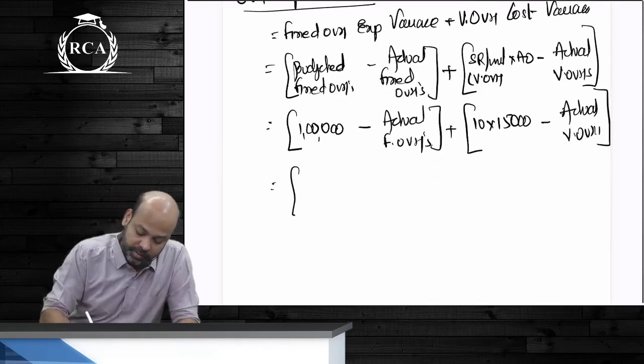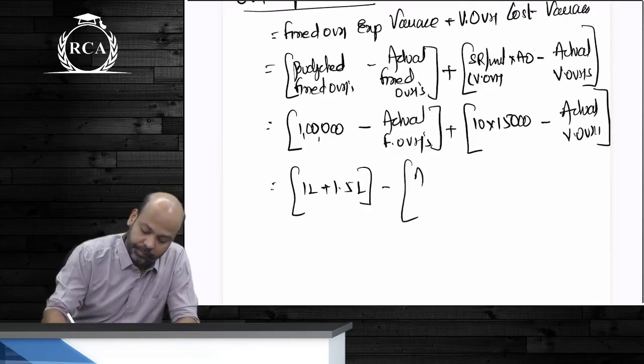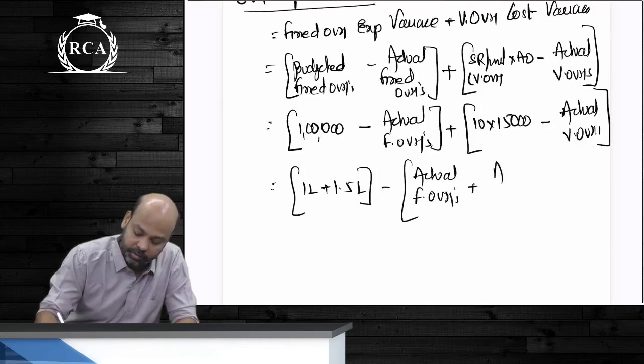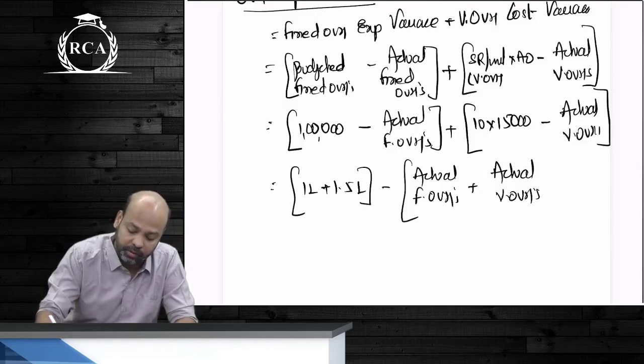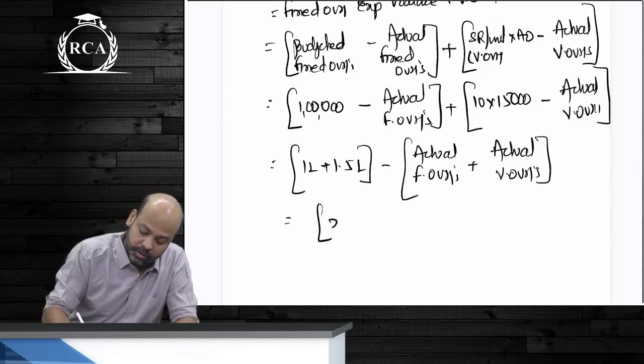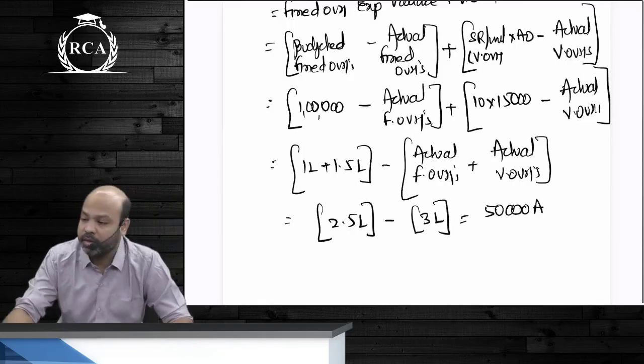So this will become 1 lakh plus 1,50,000 minus actual fixed overheads plus actual variable overheads. I do not know how much is actual fixed overheads and variable overheads separately, but what is the collective amount? 2,50,000 minus 3 lakhs. What will be the variance? 50,000 adverse. Are we understanding this? Yes or no, beta?